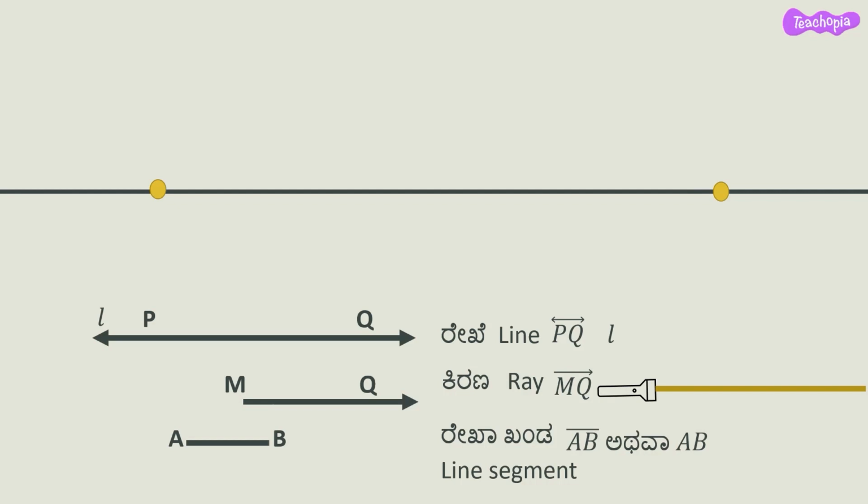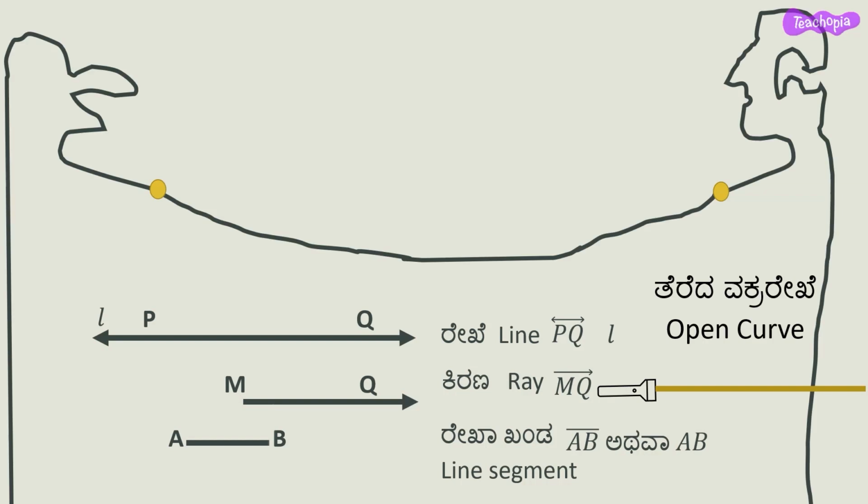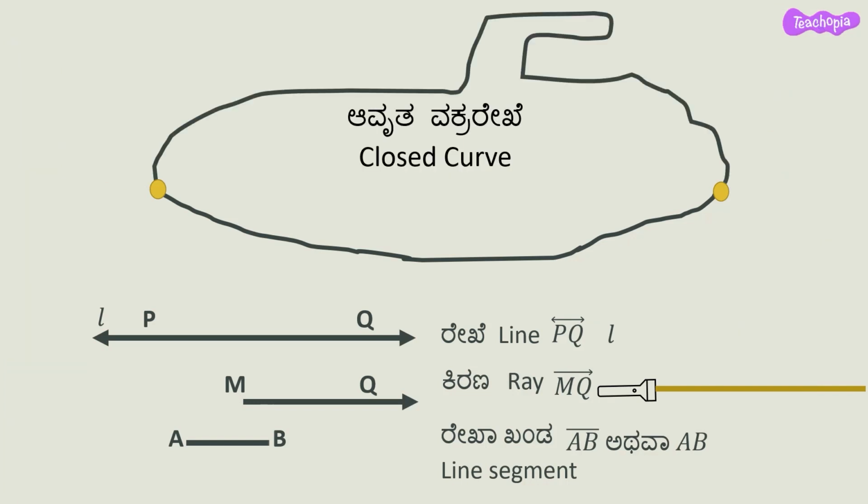There is only one way to extend the line segment after its endpoint and it will be along the straight line. If we use a curve, then we can extend the curve or the line segment in any way we want. While extending the curve, if it reaches the starting point, then we call it as a closed curve. Otherwise, it will be called an open curve.